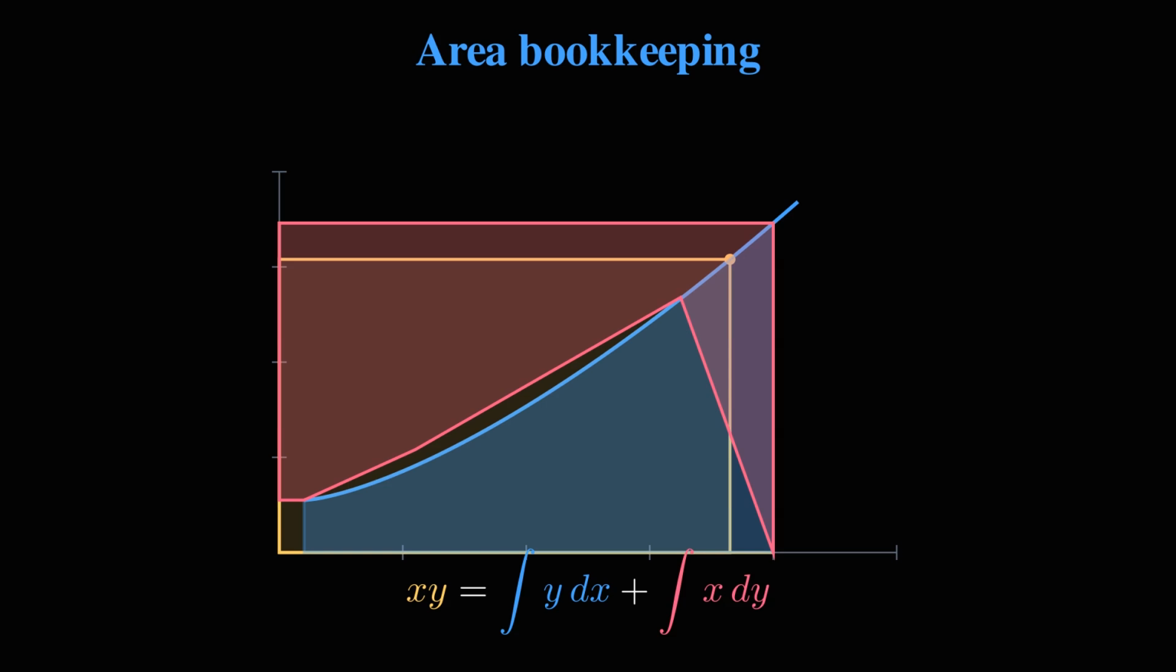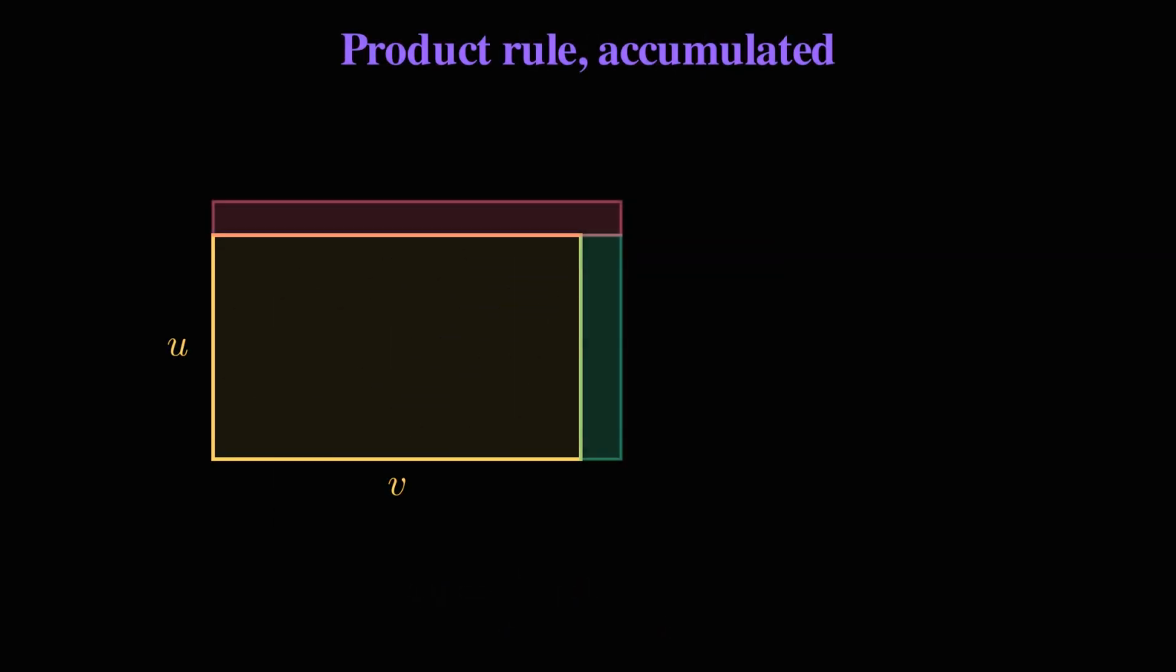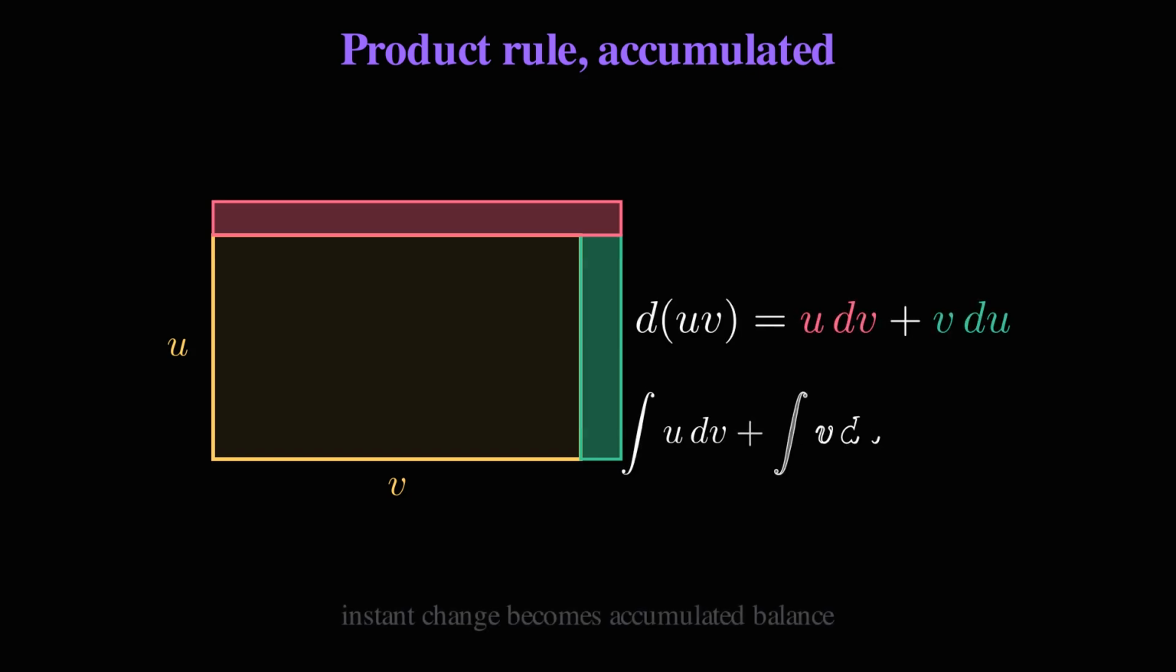The rectangle grows in two main directions, so the change in xy is y dx plus x dy. That is the product rule in a picture. The arrows are not confused. They are just going through a transitional period.